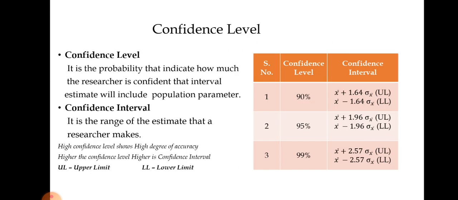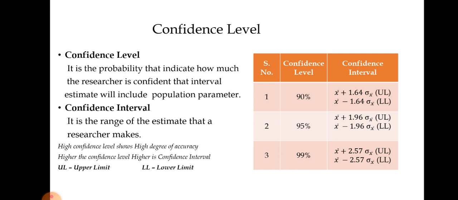Then comes the confidence level. It is the probability that indicates how confident the researcher is that the interval estimate, which he has estimated from a sample, will include the population parameter. So if the confidence level is 90%, it means the researcher is 90% confident that the interval estimate will include the population parameter.